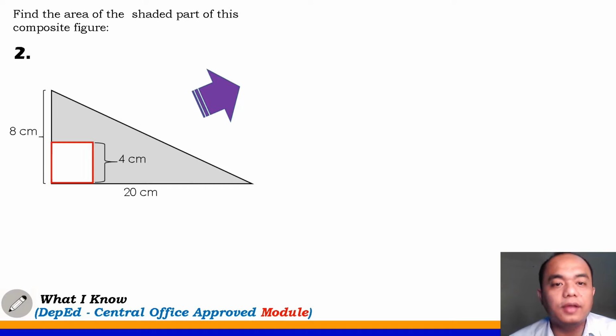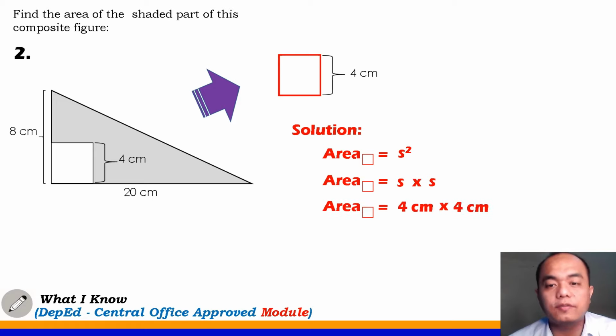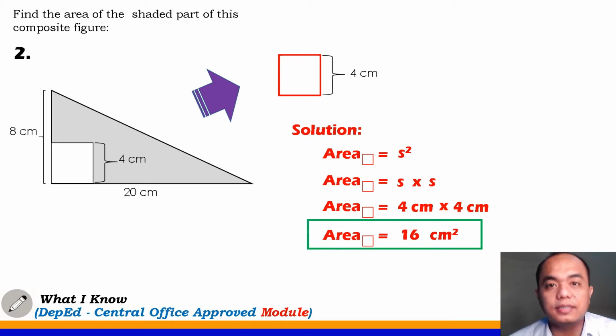Next, let's have the area of our unshaded region in our composite figure here, having the dimension of 4 centimeter as its side. So here's the solution. Area is equal to S times S. Okay, it's the same with S squared. And then substitute 4 times 4. And then 16 square centimeter. So here's our area of the square, the unshaded.